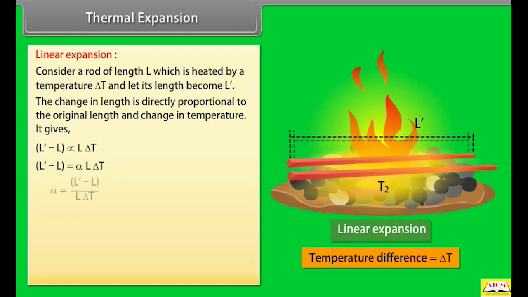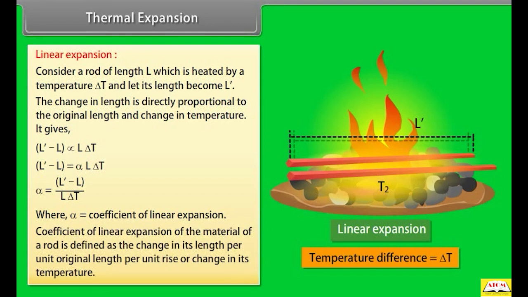Value of alpha is equal to (L dash minus L) upon L delta T, where alpha is equal to the coefficient of linear expansion. Coefficient of linear expansion of the material of a rod is defined as the change in its length per unit original length per unit rise or change in its temperature.